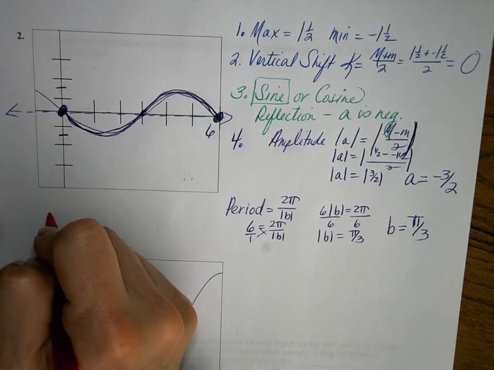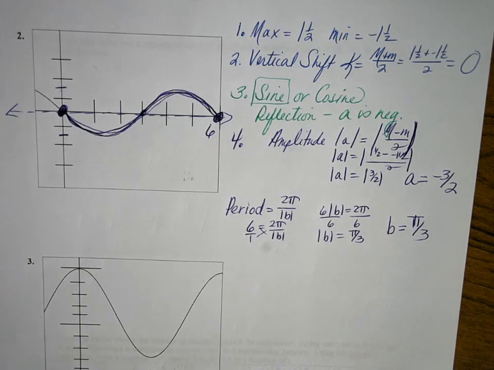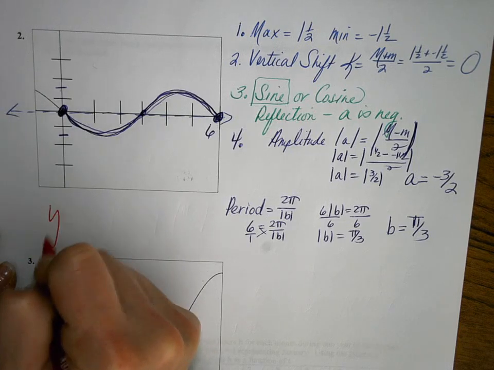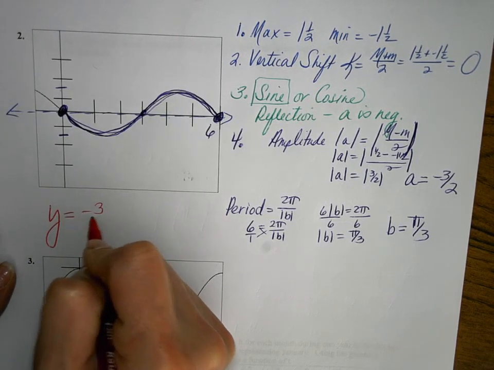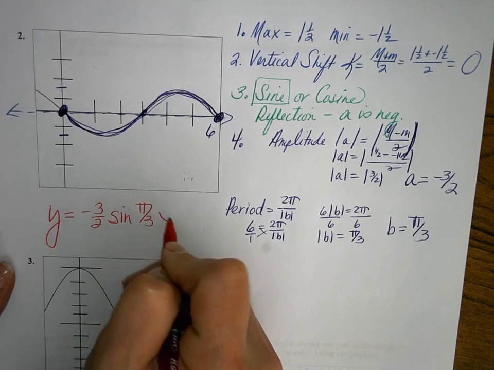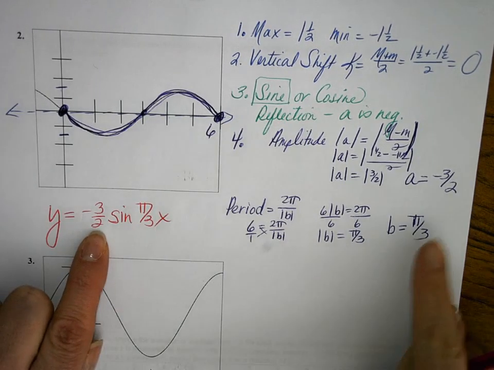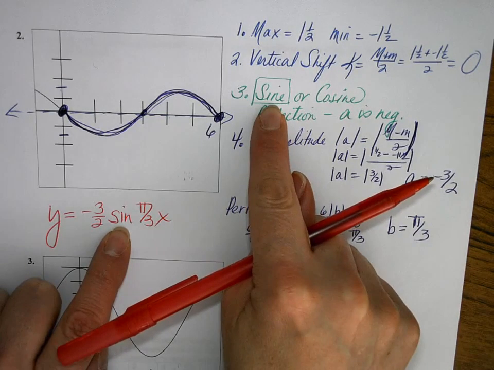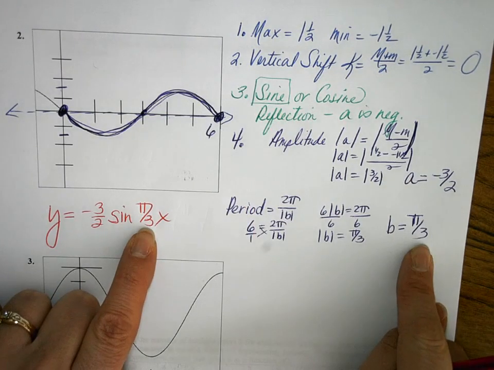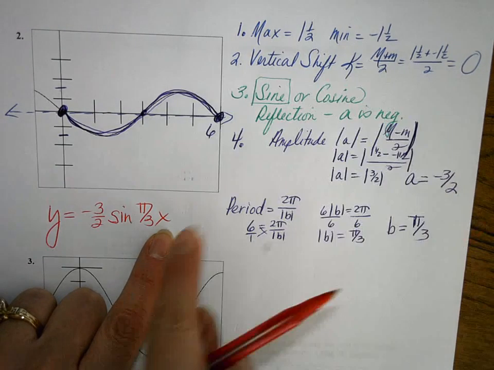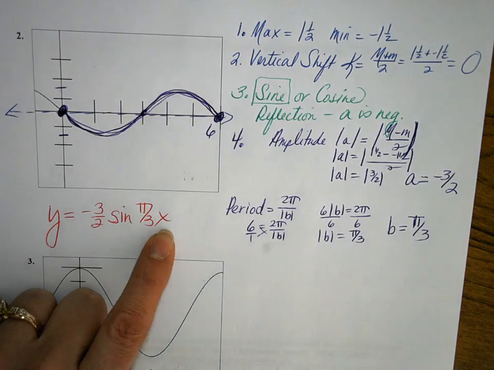All right, so my equation. Can you give me my equation there, Lena? Yep. Beautiful. Y is equal to A value, negative 3/2, sine, because I chose it, was going to be a sine graph, my B value, pi over 3, X. No shift up and down, nor left and right. Not worrying about H, nor worried about K.